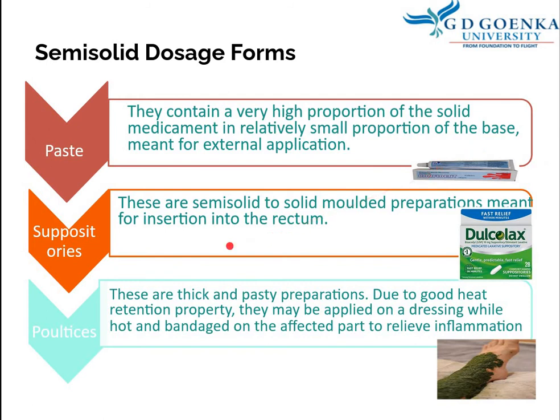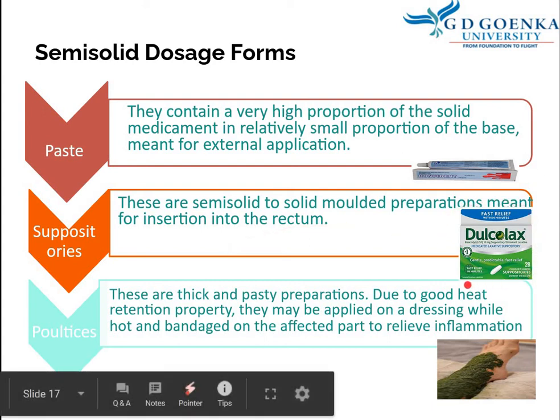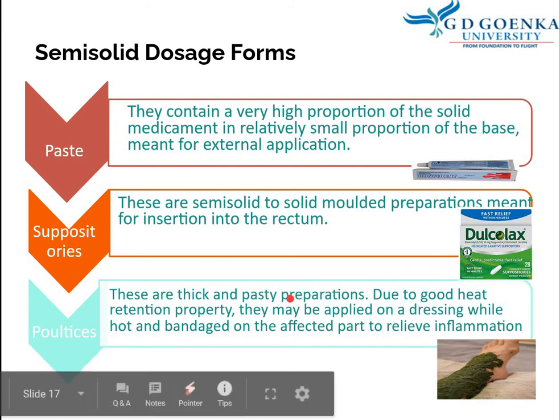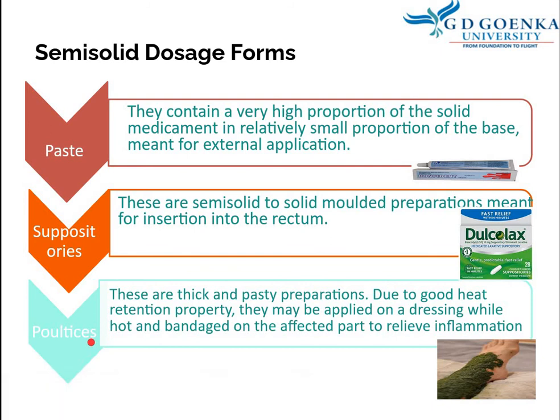Next is suppository. They are semi-solid to solid molded preparations meant for insertion into the rectum. This is one example of a marketed preparation, Dulcolax. This is a laxative. Next is poultice. They are thick and pasty preparations. They have a good heat retention property, so they may be applied on a dressing while hot and bandaged on the affected part to relieve inflammation.